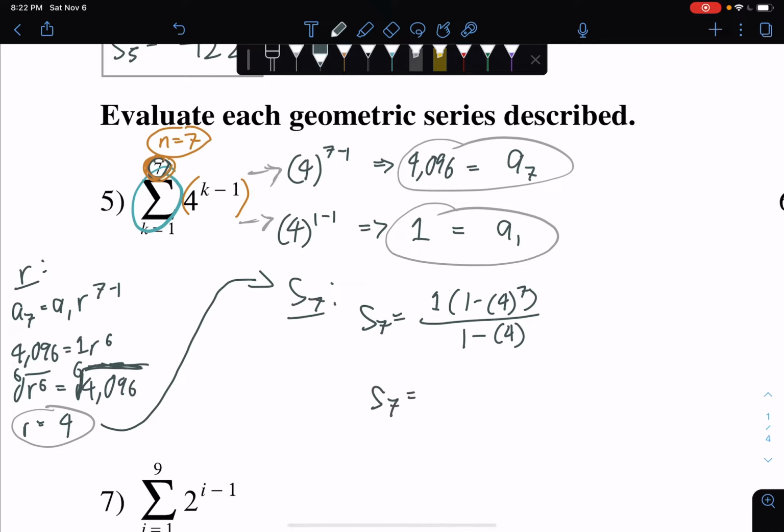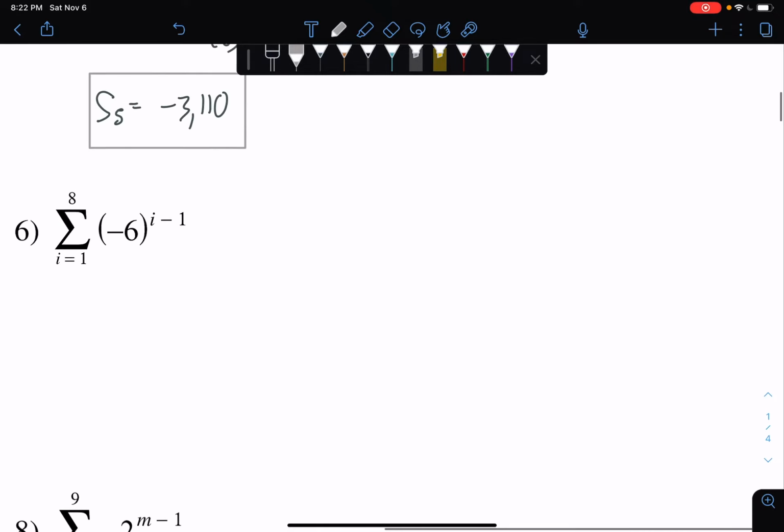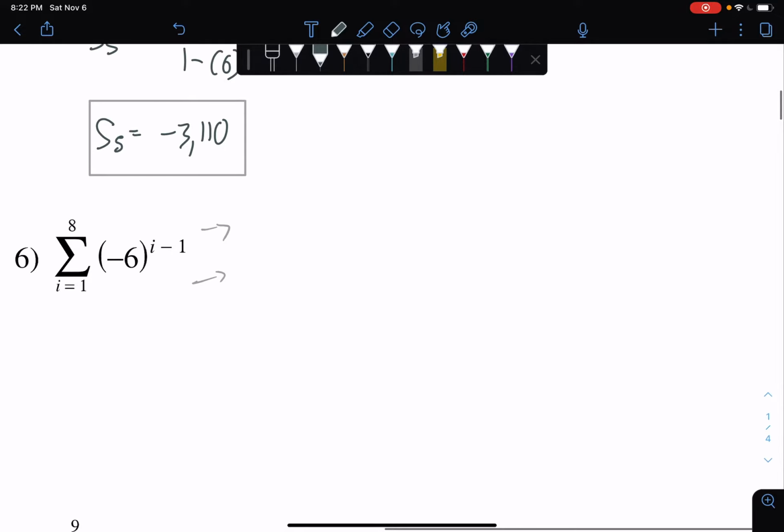S sub 7 is equivalent to 5,461. Alright, let's move to number 6. For number 6, we'll still be doing the traditional way. I'll introduce the technique by the next number.